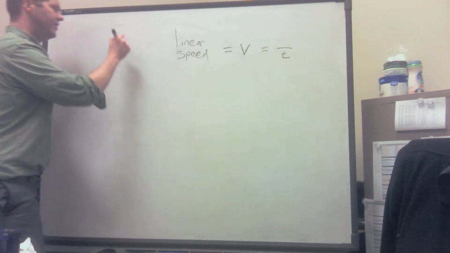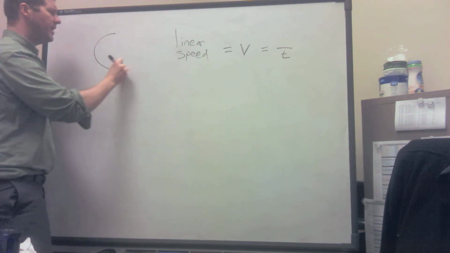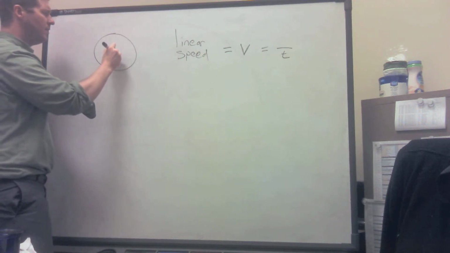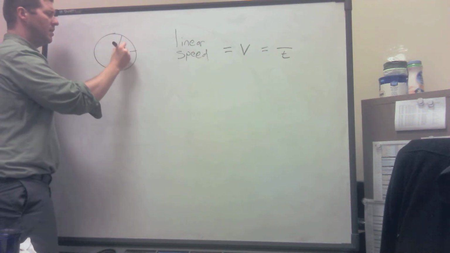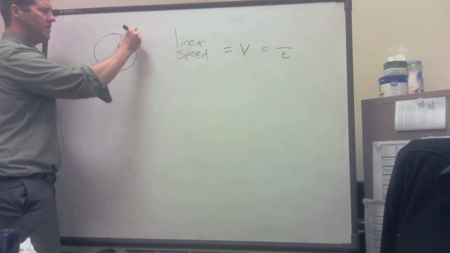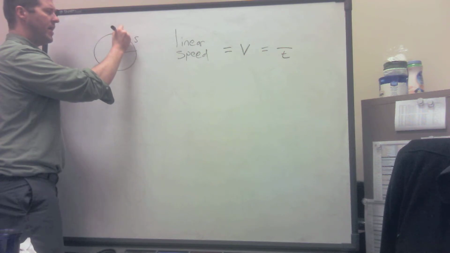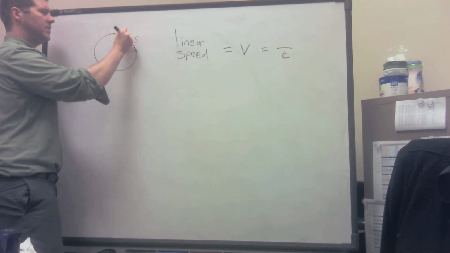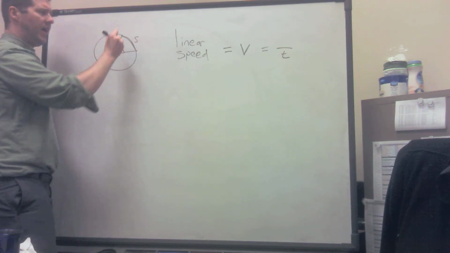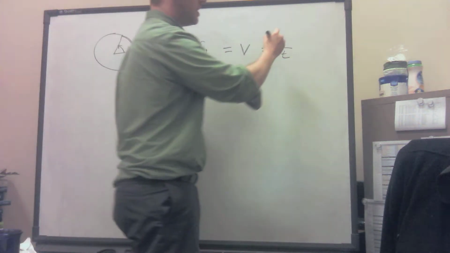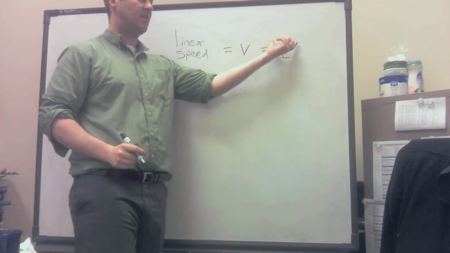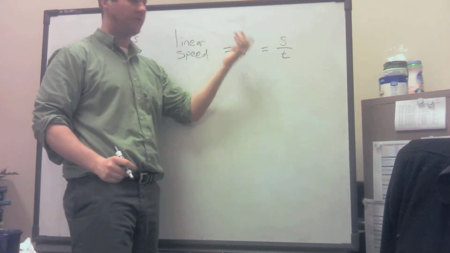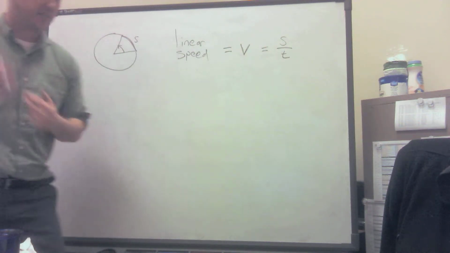Well, if you look at 3.1, you already know that whenever you trace out some angle in a circle, the distance you move around the circumference of the circle is called s. That's our arc length s. So the linear speed is just that arc length, the distance you've traveled, divided by the amount of time it takes to do that.